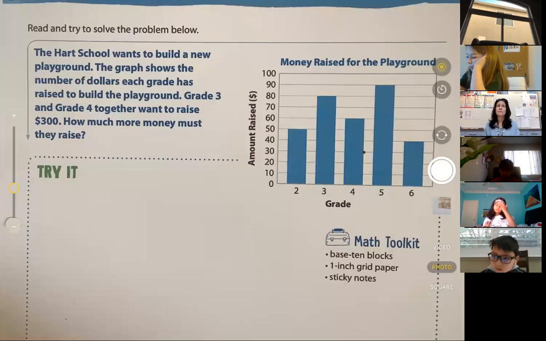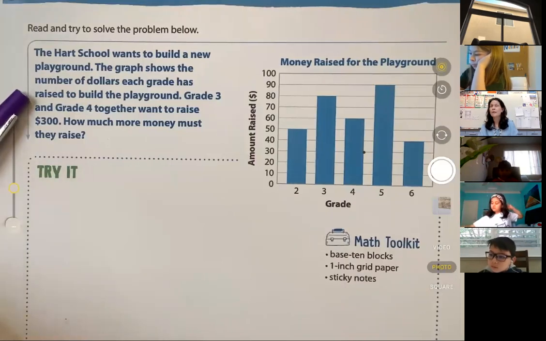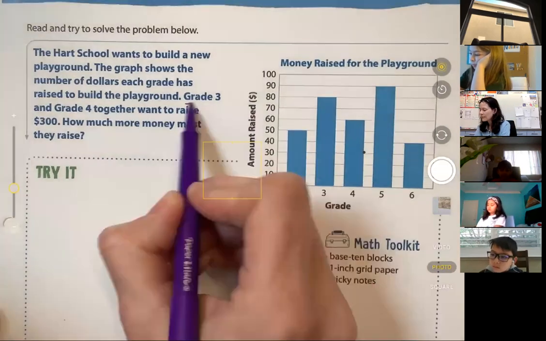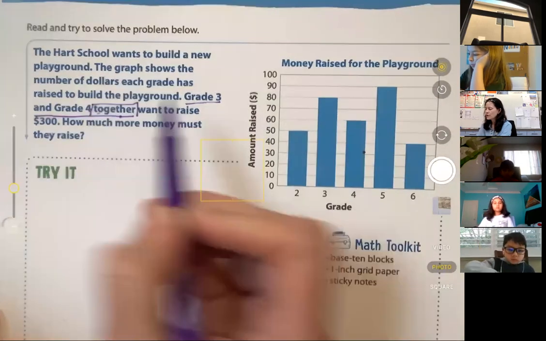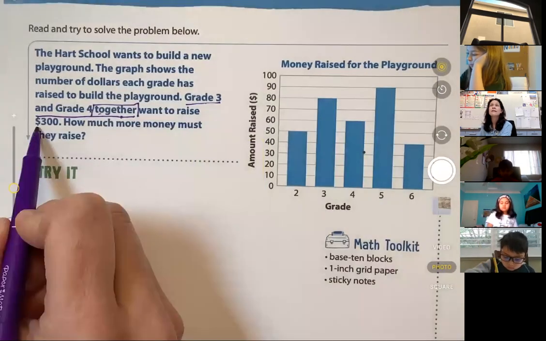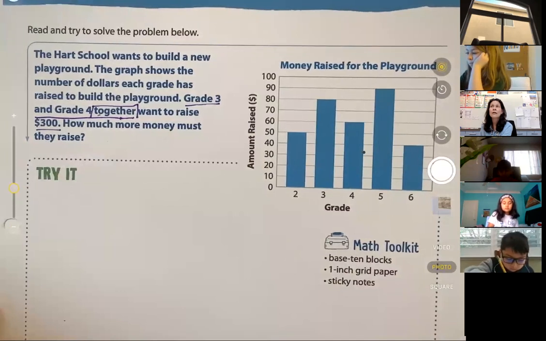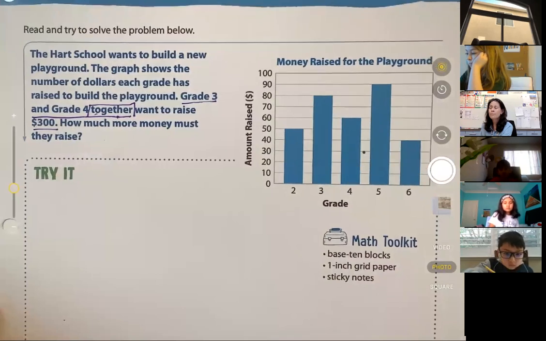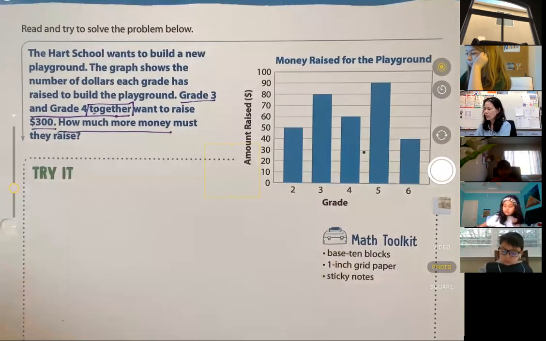All right? So it is saying, again, the Hart School wants to build a new playground. The graph shows the number of dollars each grade has raised to build the playground. Very important here is that grade 3 and grade 4 together want to raise $300. That's the goal. How much more money? That is very important.